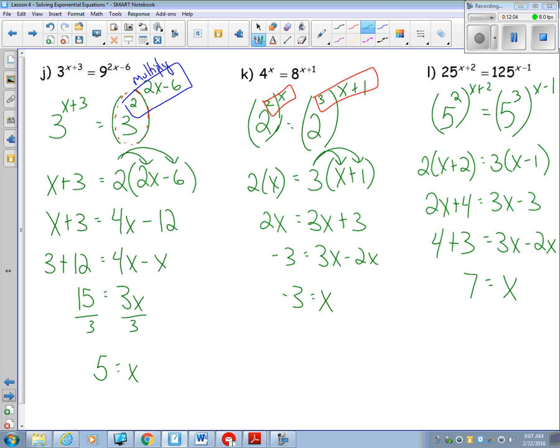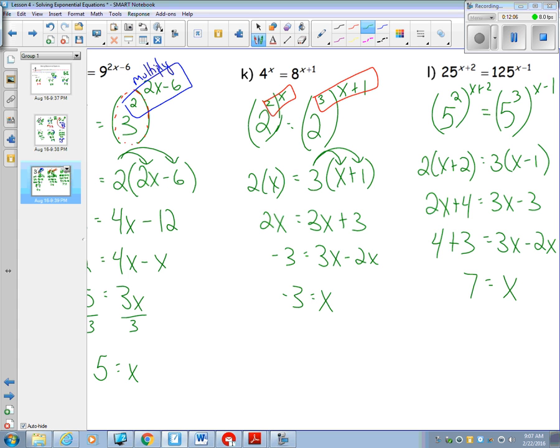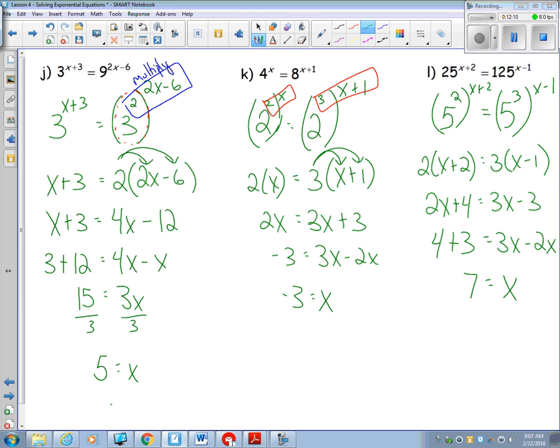And again, it's a situation where I had 2 bases that need to be made into the same thing because I couldn't make a 25 into a 125. And that's how we solve exponential equations. Okay, try the homework, try the quiz, and move on to the last lesson in this unit. Okay, there's only 5 unit lessons in this one.